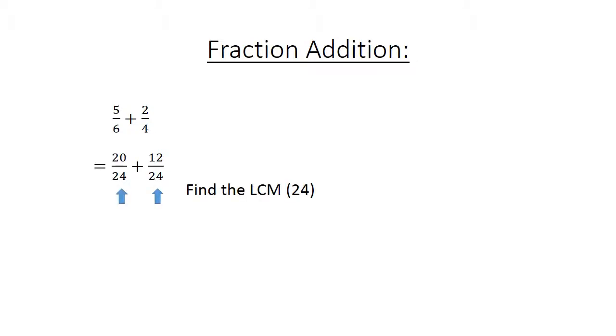Fraction addition. 5 over 6 plus 2 over 4. Find the lowest common multiple. 20 over 24 plus 12 over 24 equals 32 over 24 equals 1 and 1 over 3.